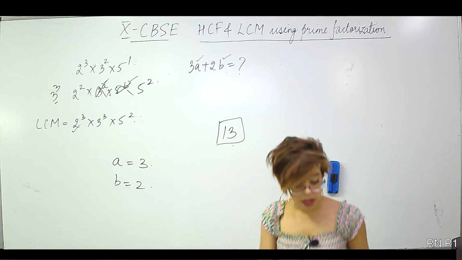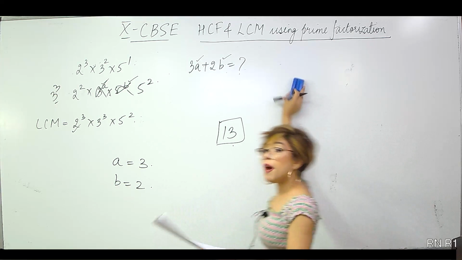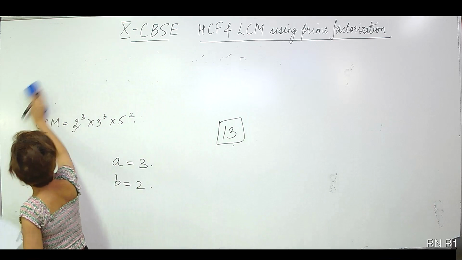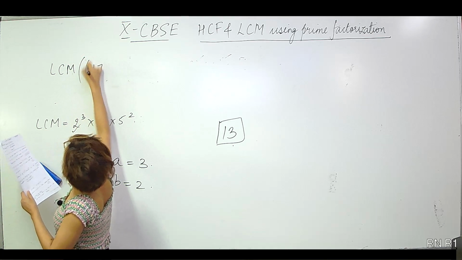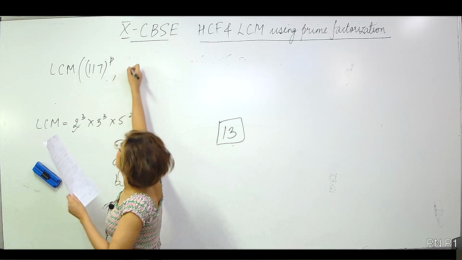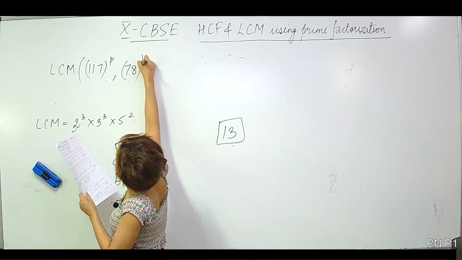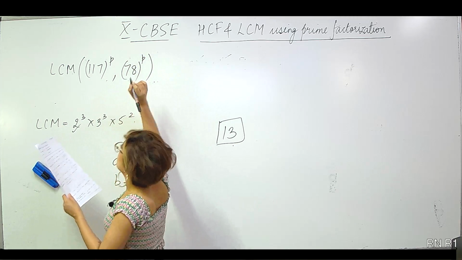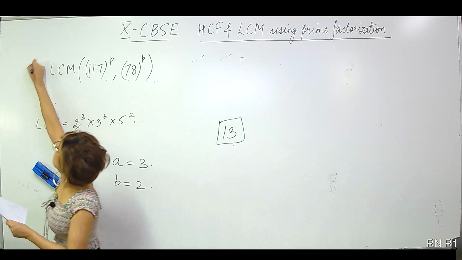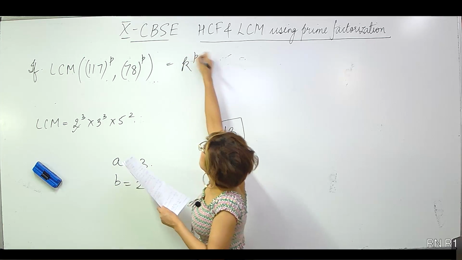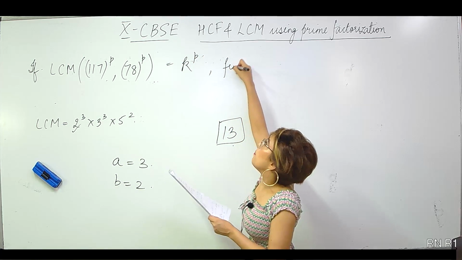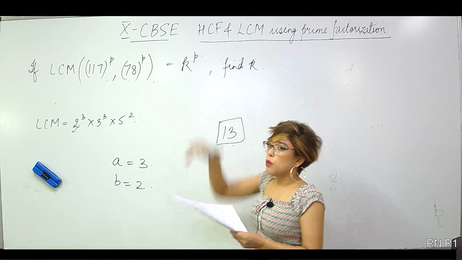Okay, right on to the next one. Write down the LCM of 117 raised to power P and 78 raised to power B. In fact, it says if the LCM of these numbers is K raised to power P, then you need to find the value of K. My bad, this is the actual question.